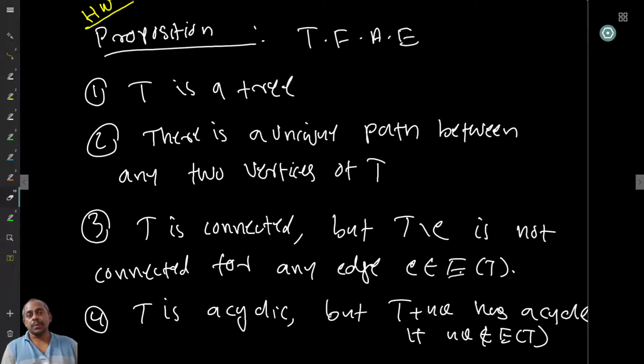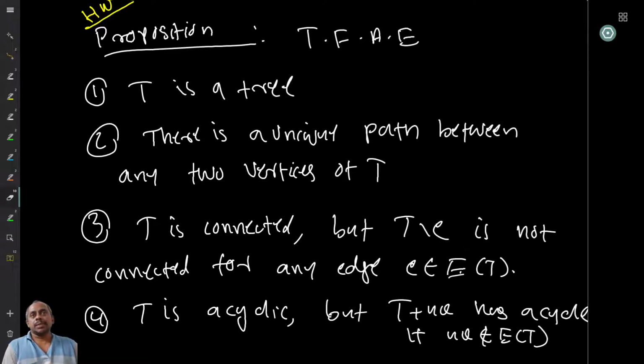Okay, now here is a homework question. Show that the following are equivalent. So this is a very important result in the study of acyclic graphs. So these are the statements. Okay, first statement is that T is a tree. Okay, so given a graph T, the graph T is a tree.